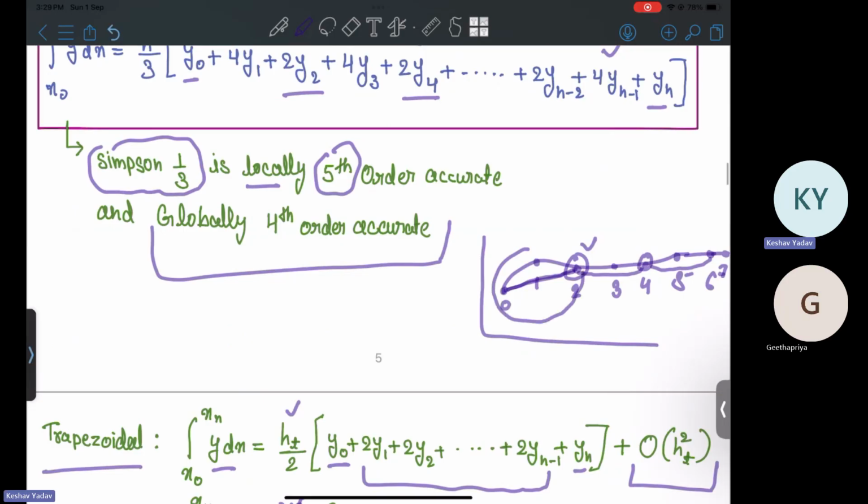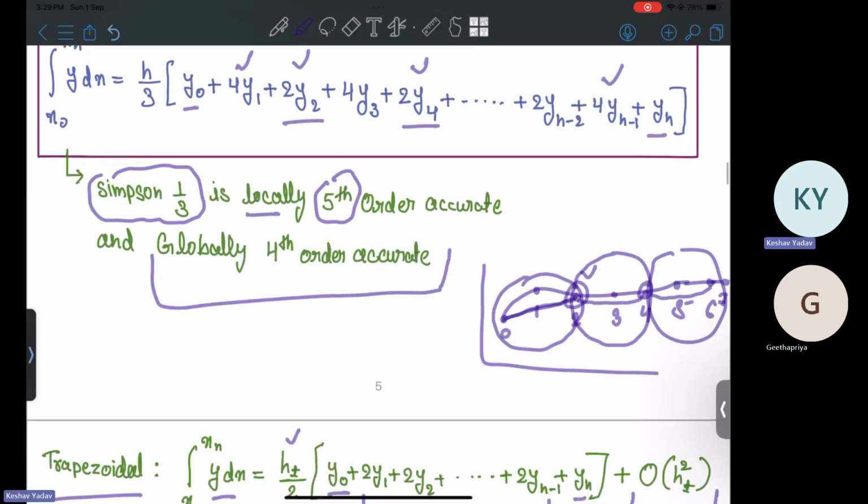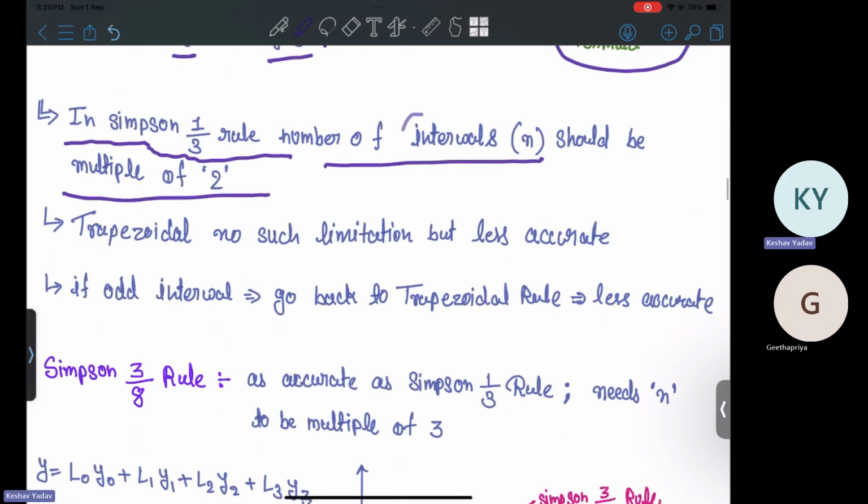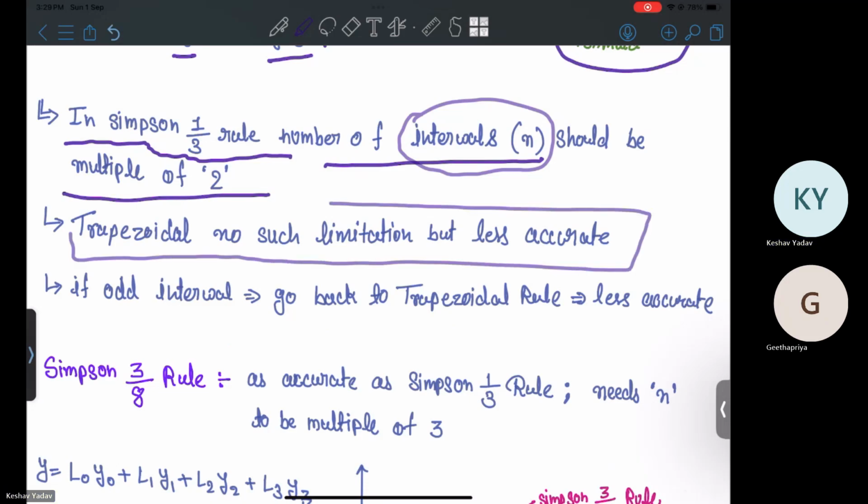And composite will be what? Composite will be a combination of this local Simpson 1/3. So from here it will come 2, from here it will come 2, from here it will come 2, which means what? The intervals should always be a multiple of 2 to apply the Simpson 1/3 rule. But there is no such restriction in the trapezoidal method.